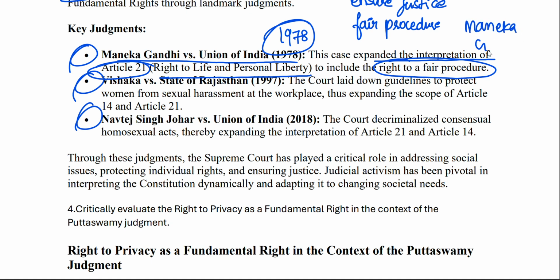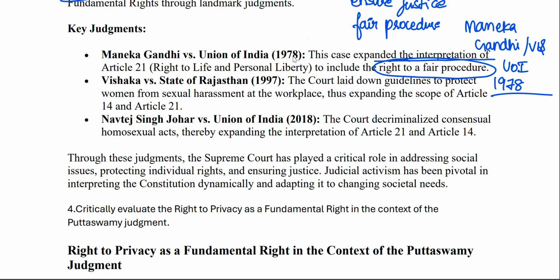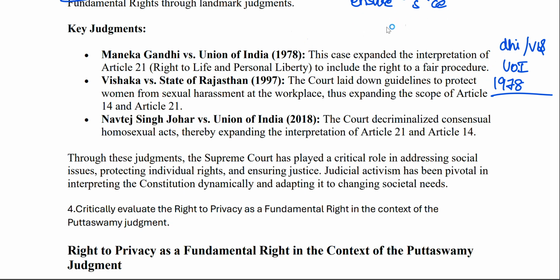Maneka Gandhi versus Union of India, 1978. Here, the interpretation of Article 21 is being expanded to include the right to fair procedure. Right, the right to fair procedure is being included.